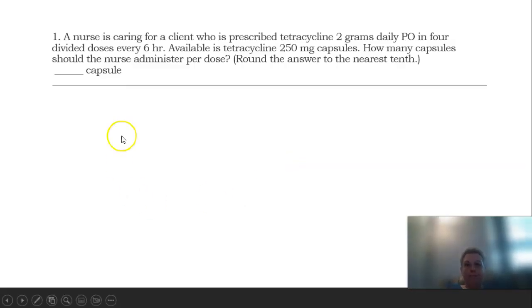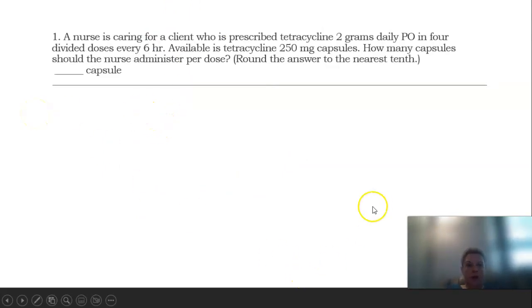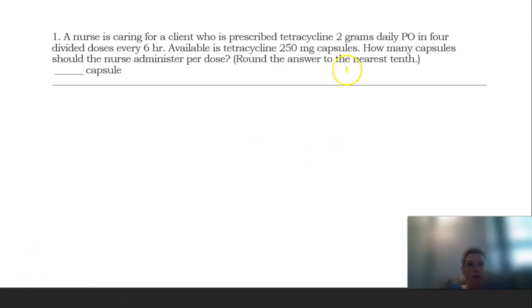All right, what are you going to do here? Let's go back here, and I'm going to annotate on the screen for you. Highlighter. Fabulous. What is important in this question? Thought process. What is important in here?